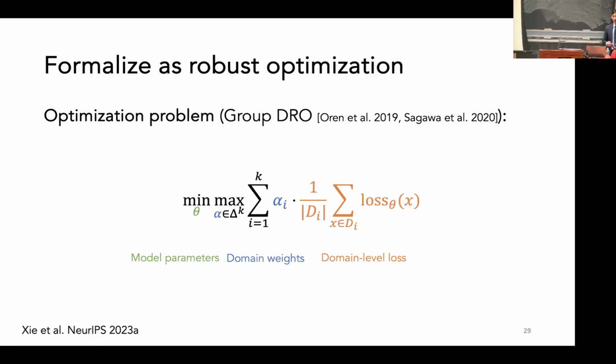The actual optimization problem we solve is derived from the group distributionally robust optimization, or DRO, problem. It's a min-max optimization problem. We're minimizing over the set of model parameters theta, maximizing over a set of domain weights alpha, and the objective is this worst case weighted objective over domain level losses.